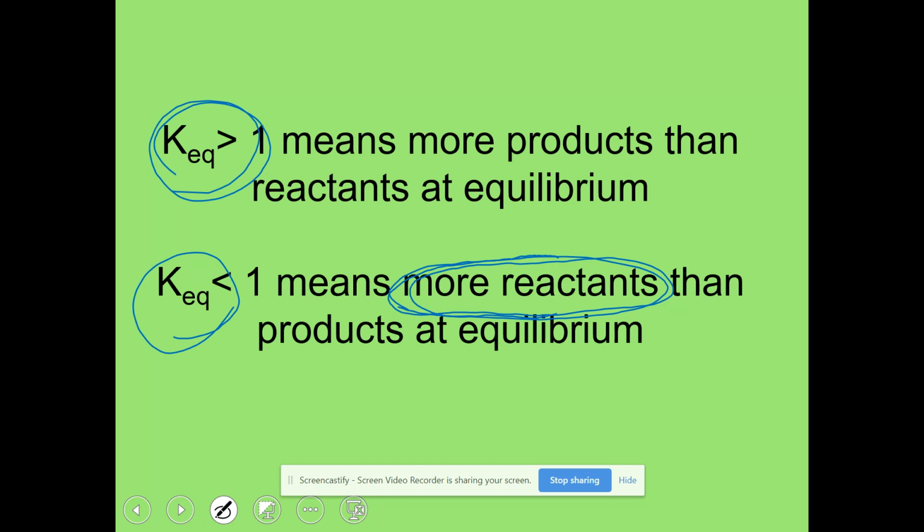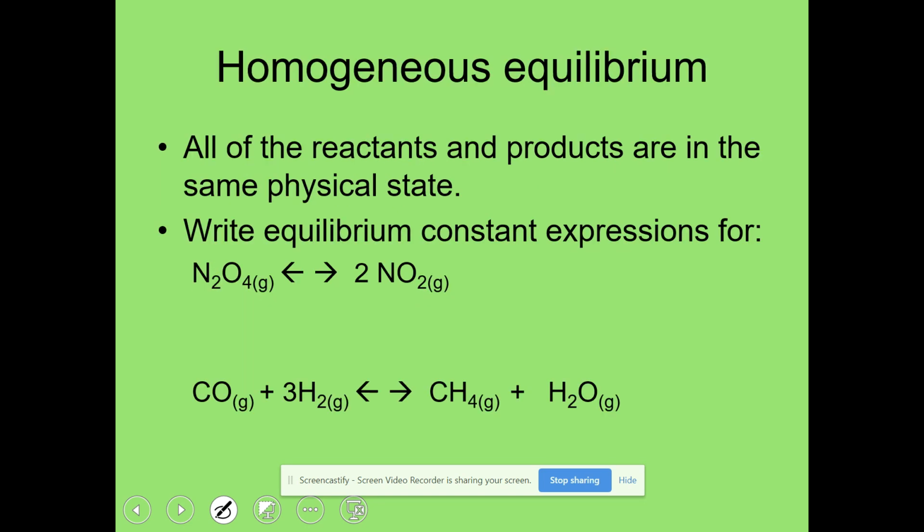So just know that these values can be really big or really small, depending on which is present in a larger amount, the products or the reactants at equilibrium. You do have reactions where it is pretty close to 50-50. Then you're going to end up with KEQ values that are pretty close to 1. So if you have a really small K value, like 1.2, you got about half and half at equilibrium.